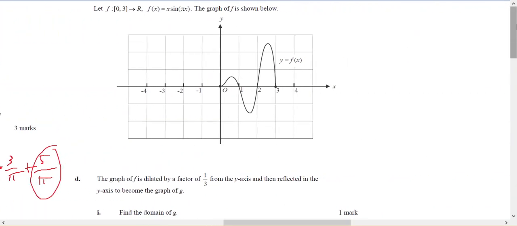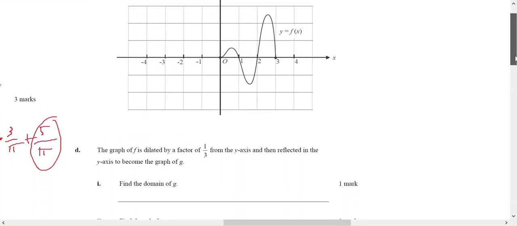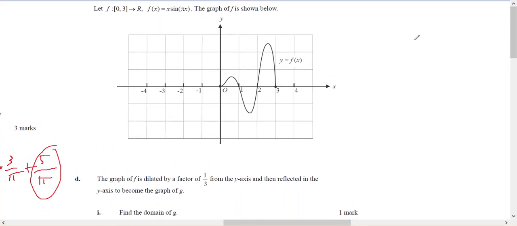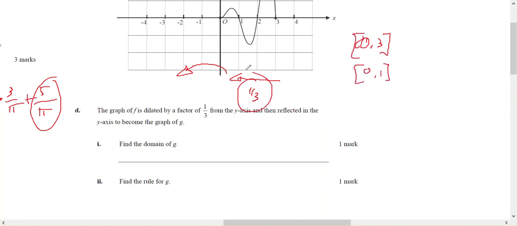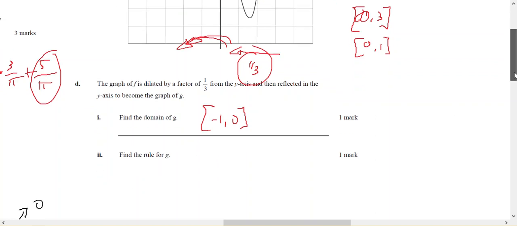And looking at part D, we have some transformations. We have this graph here, and we have two things that are happening. It's being dilated by a factor of 3 from the y-axis, therefore it's being squashed by 1/3. Then it's being reflected over the y-axis. So what will the domain be? My 0 to 3, after the dilation will become 0 to 1, then after reflection will become -1 to 0. And what will the rule for g be?